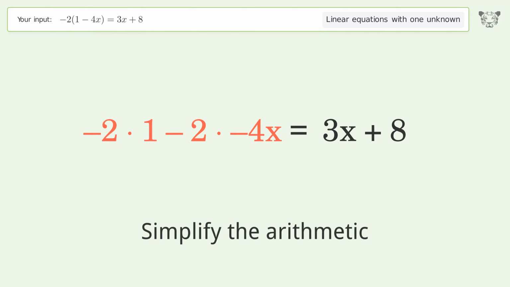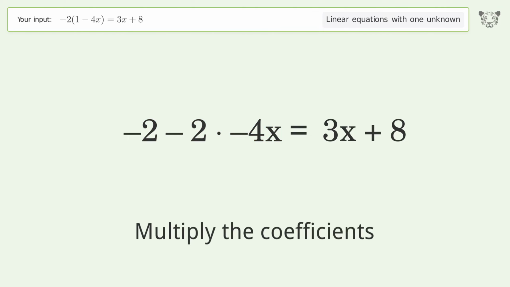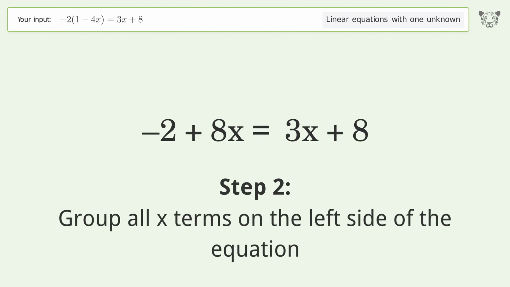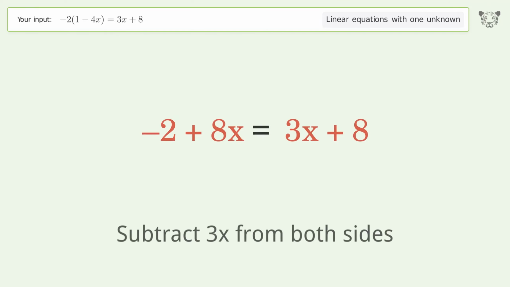Simplify the arithmetic. Multiply the coefficients. Group all x terms on the left side of the equation. Subtract 3x from both sides.